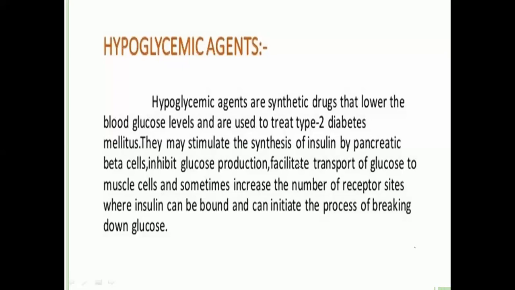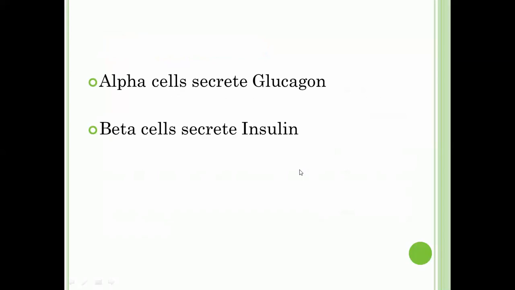Alpha cells secrete the glucagon hormone, and this glucagon is converted into glycogen. When this hormone is secreted or released, it is stored in the form of glycogen. In which form is it stored? Glycogen. Then this glycogen is converted into glucose. This process is known as glycogenolysis.